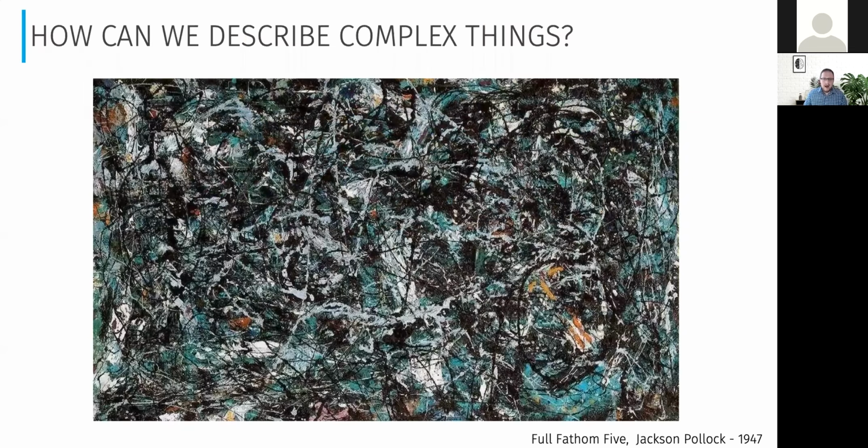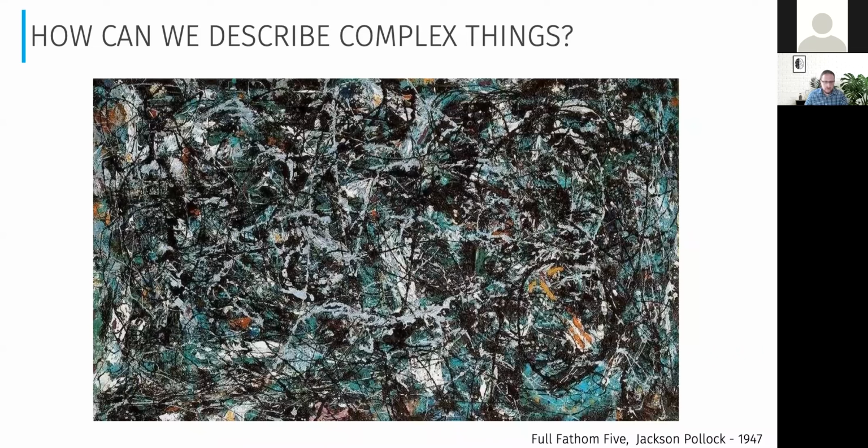So how can we go about describing complicated things? You see something like this Jackson Pollock painting, and you can imagine a thought experiment where you have someone in a different room who does not see the same painting. How would you get them to replicate this painting? How would you describe it? That's not a very simple problem with a simple answer.